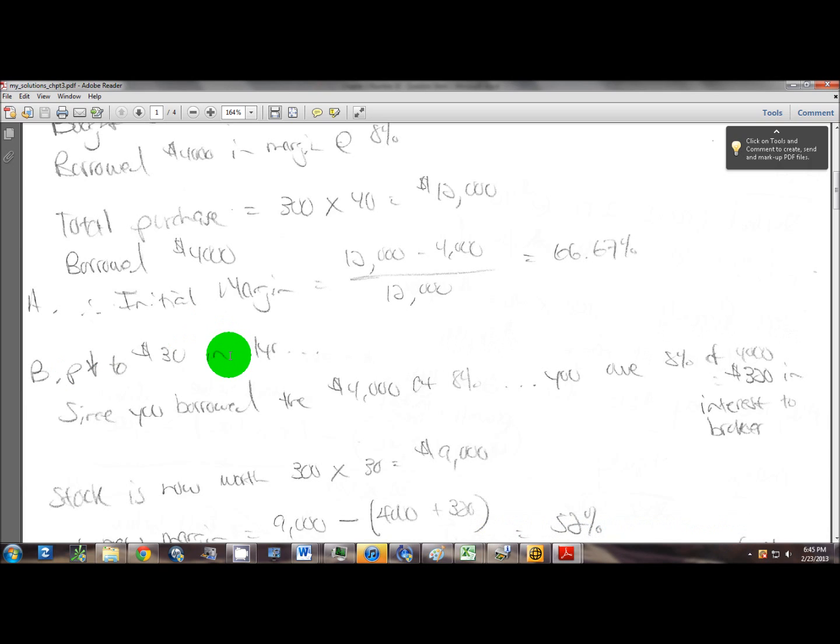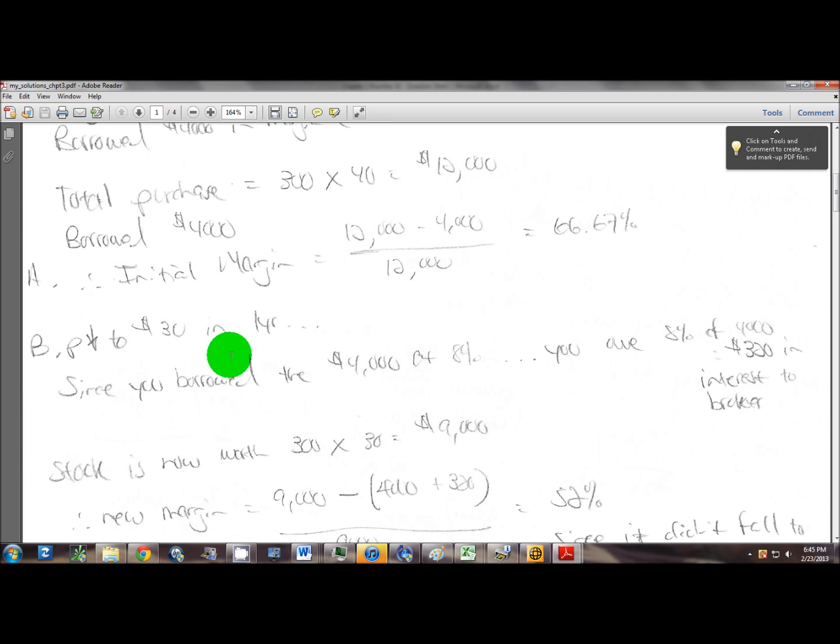Okay? Now, moving down to part B, what if the price falls to $30 in 1 year? Will you get a margin call? All right, now there's a few extra components to this one. The first thing you have to understand is that I've borrowed this $4,000 for a year. I've got to pay that 8% interest expense, right? And of course, remember that these interest rates are always quoted annually, so that's an 8% annual rate. So what is 8% of $4,000? Well, if you work it out, it comes out to $320. So you have an interest expense on your hands now of $320.